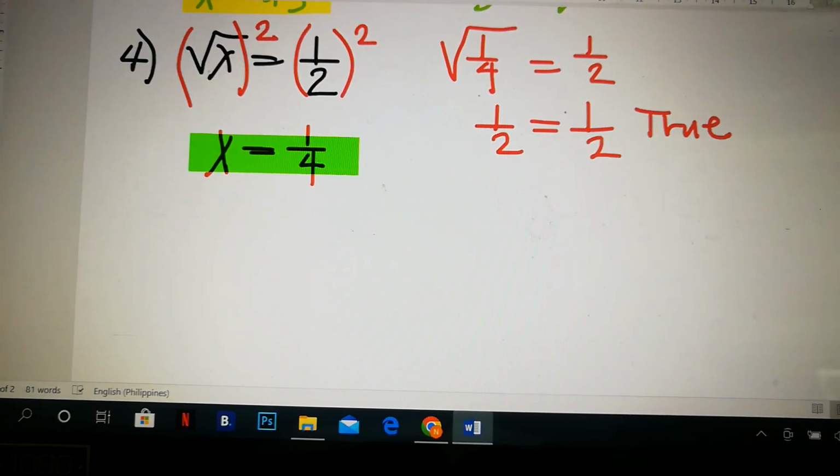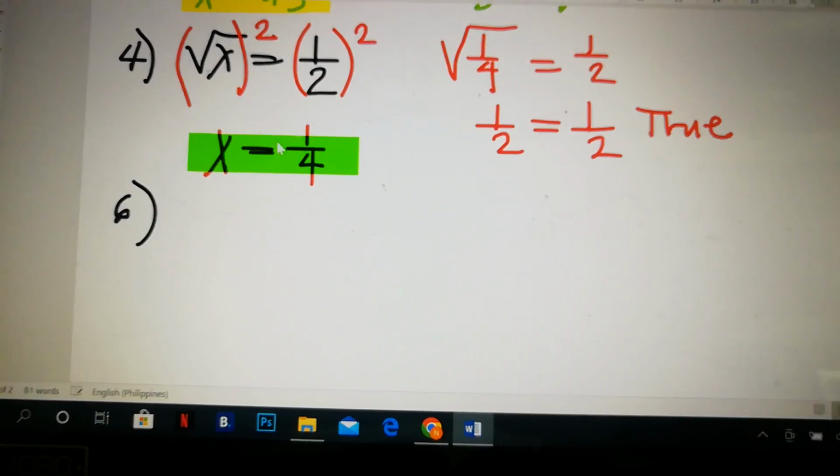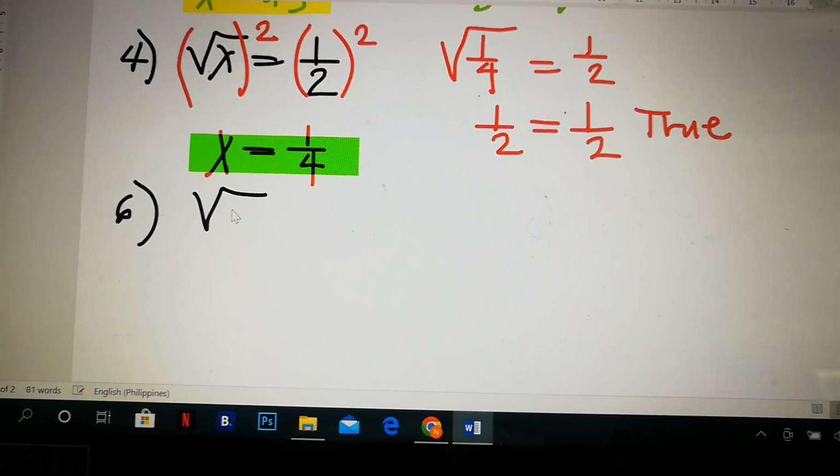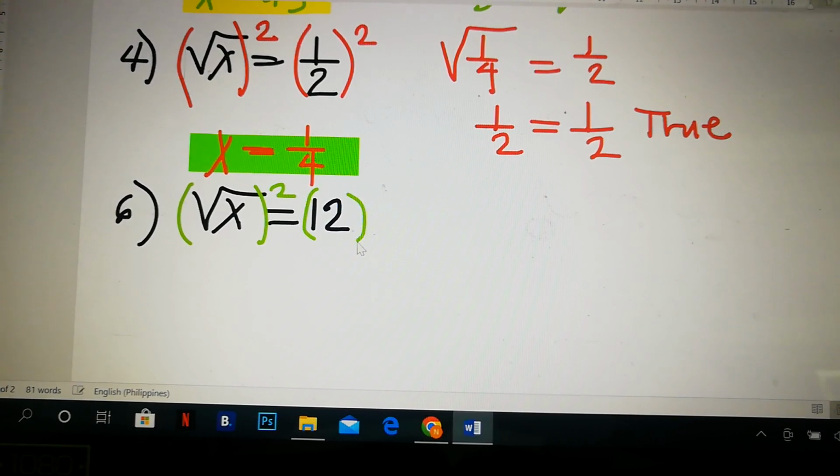Next, number 6. Square root of x is equal to 12. Again, square both sides of the equation, since the index is 2. Square the left side, square the right side. Square root of x squared is equal to x. 12 squared is 144.